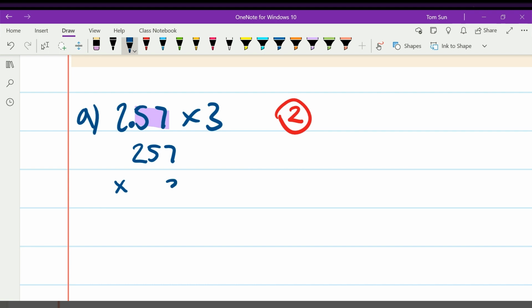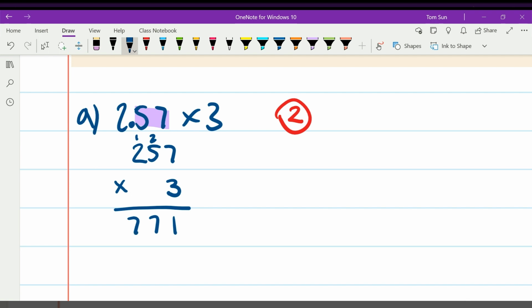I'm just going to do 257 multiplied by 3. I've taken the decimal point out. I don't need it. It's annoying. It doesn't actually help us. I'm going to put the decimal point back after I do the multiplication. 3 times 7 is 21. 3 times 5 is 15 plus 2 is 17. The 1 on top. 2 times 3 is 6 plus the 1 is 7.